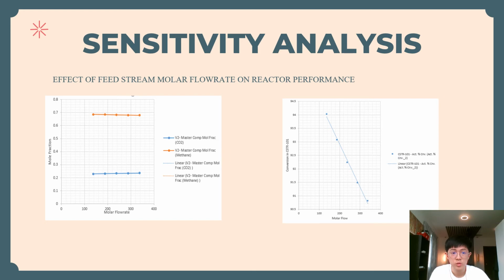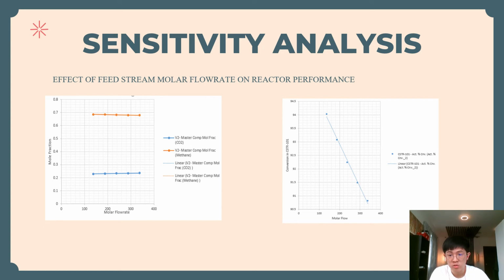Last but not least, we'll look into the effect of the feed stream molar flow rate on reactor performance. It was determined through the case study that an increment in feed stream molar flow rate results in the decrease of mole fractions of methane, which is a desired product. And this is largely due to the decrease in retention time, causing inefficient reaction as a result of the increase in feed stream molar flow rate.